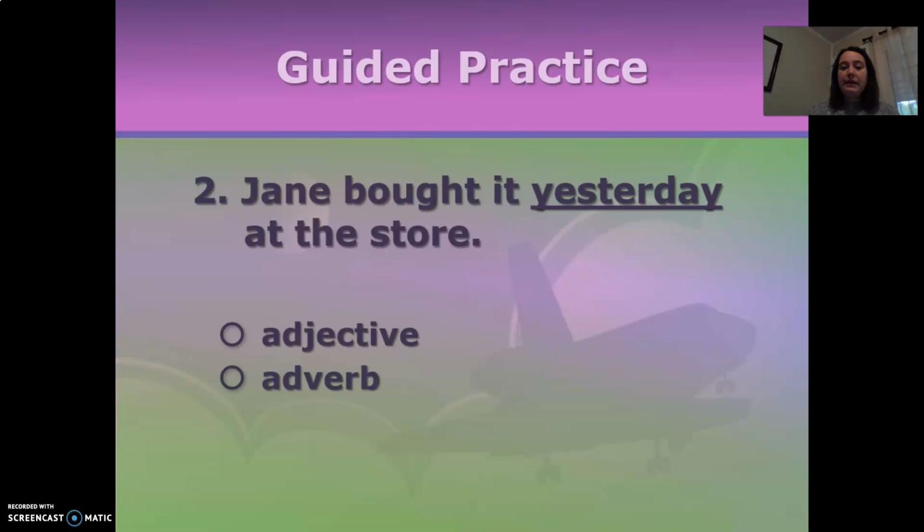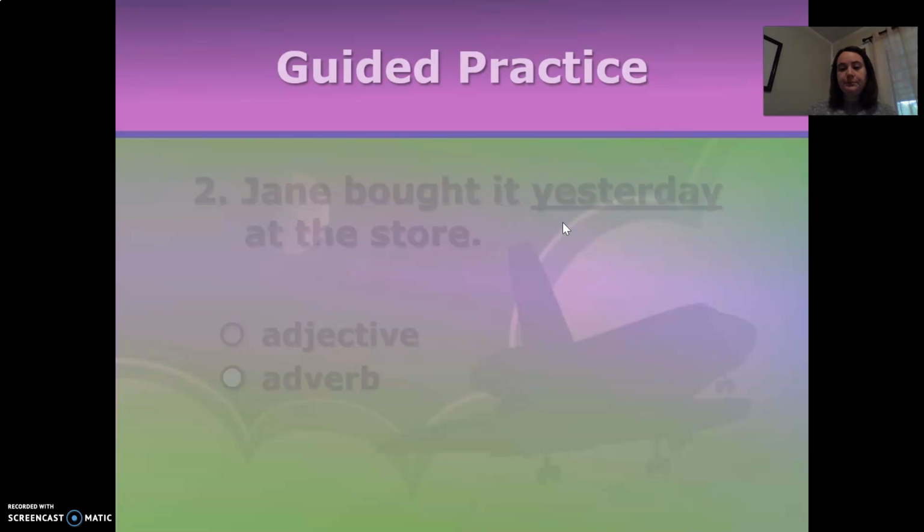For number two, Jane bought it yesterday at the store. Okay, what is yesterday telling us more about? Well, it's telling us when she bought it. Bought, it's describing bought. When? When did she buy it? Yesterday. Well, words that describe verbs like bought, something you can do, are called adverbs.